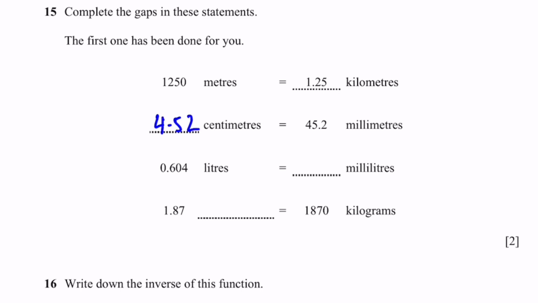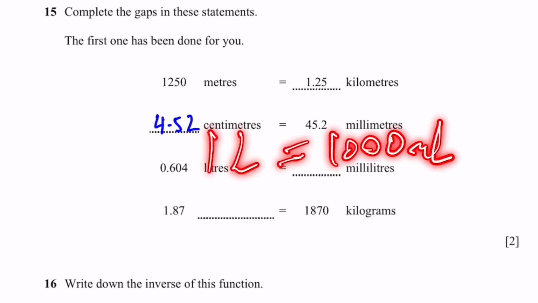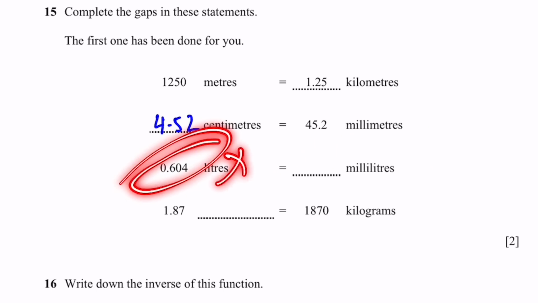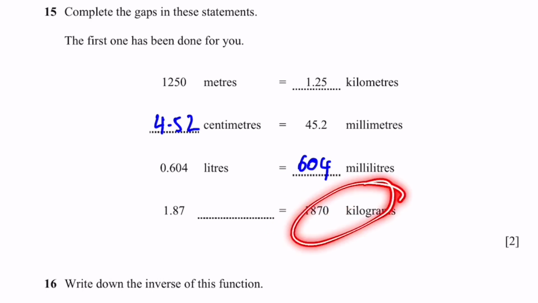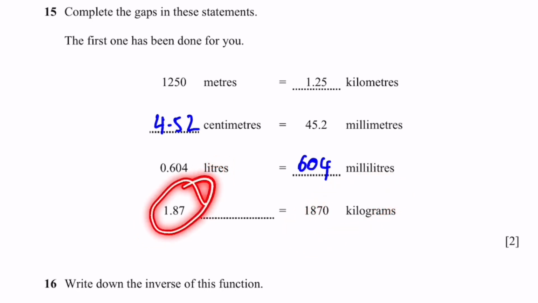0.604 liters equals dash milliliters. So 1 liter is equal to 1000 milliliters. That means this is equal to that multiplied by 1000. 0.604 times 1000 is 604 milliliters. 1.87 dash is equal to 1870 kilograms. First of all, 1870 kilograms is a lot and it's more than 1000, which means it is a higher unit than this, because it's 1.87 and this is lower. So the unit must have a higher number. 1000 kilograms is equal to 1 ton. The answer is tons.